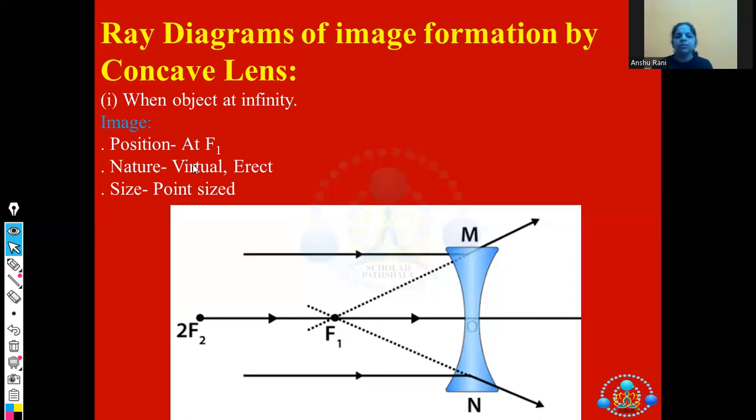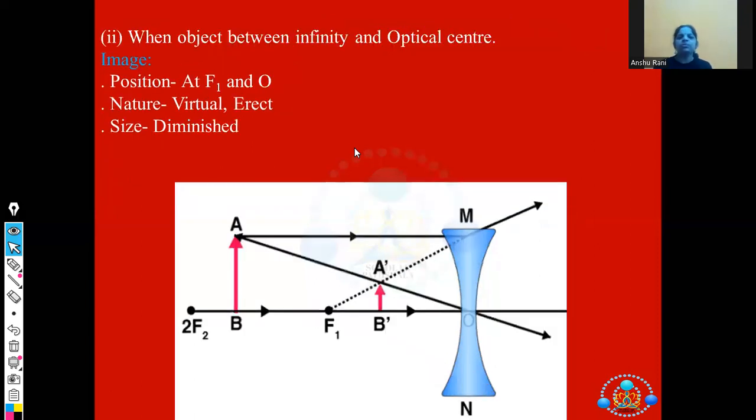Nature will be virtual and direct, and its size is point size. When the object is between infinity and optical center, the nature of the image will be virtual and erect and its size will be diminished. It is smaller than the size of the object.